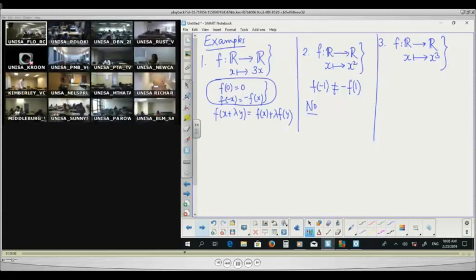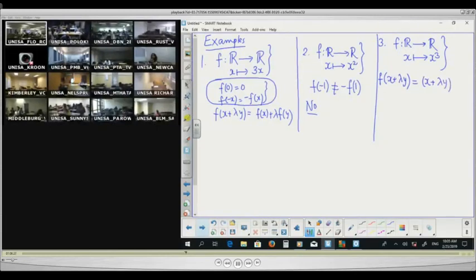This one is a little bit notorious. Domain and codomain are both vector spaces. F of 0 is 0. F of minus x is minus f of x. Right? So the only way left is to show the last one. So we have to show.